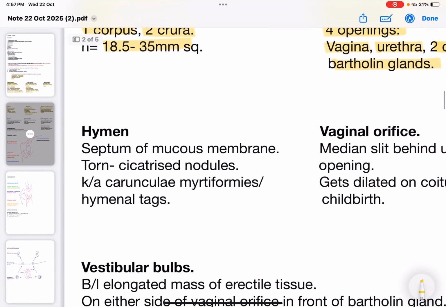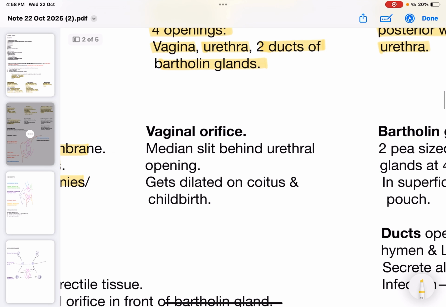Then we have hymen. It is a septum of mucous membrane. When it gets torn, it forms cicatrized nodules, also known as carunculae myrtiformes or hymenal tags. Vaginal orifice, it is a median slit behind urethral orifice or opening. It gets dilated on coitus or childbirth.